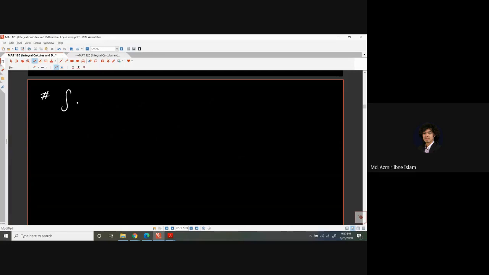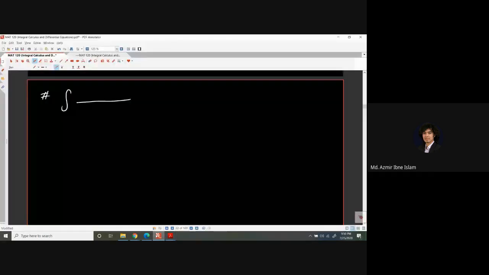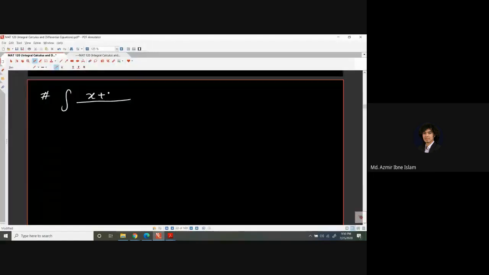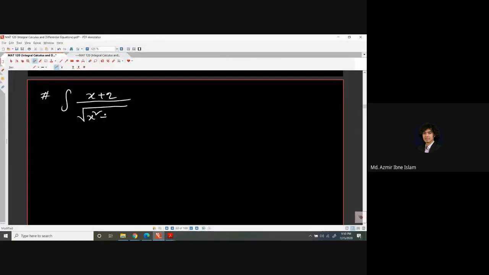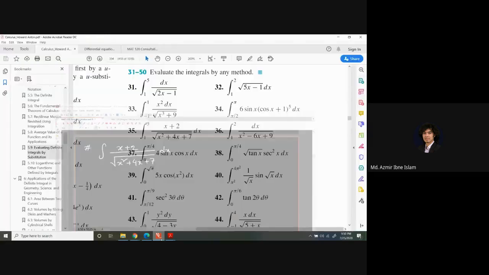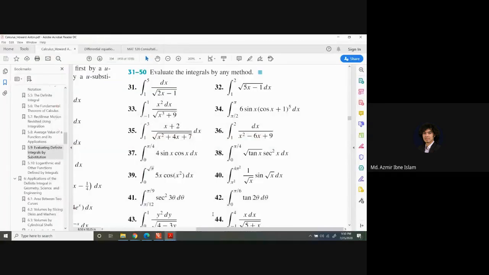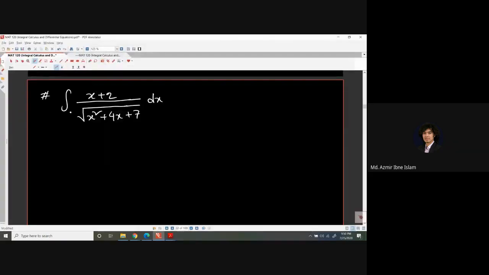Integration of x plus 2 over the square root of x squared plus 4x plus 7. We are integrating in terms of x, and the limits that we have here are from 1 to 3. Okay, so this is the definite integral.